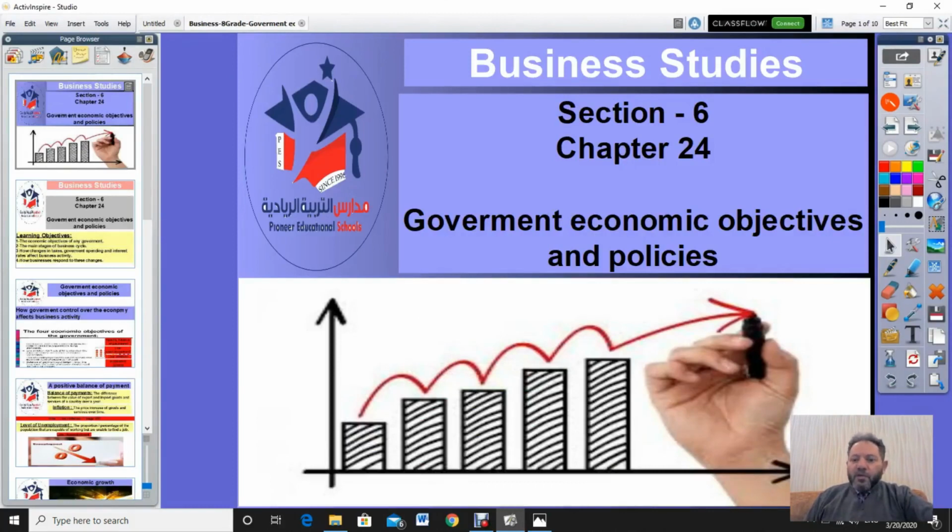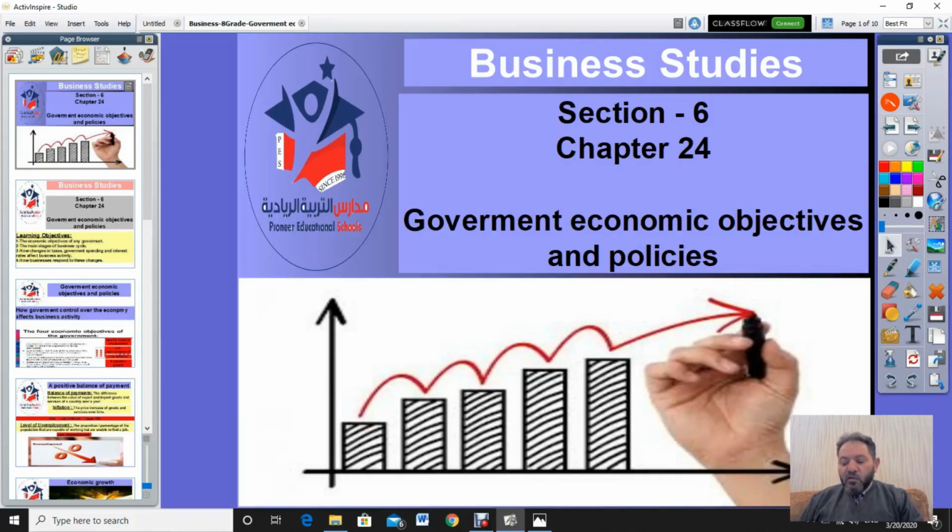We here are talking about the government economic objectives and policies. But before we start, let's have a small introduction about the topics that talk about the government and economic objectives. All governments have economic objectives. They try to achieve their objectives by introducing or changing policies. These policies affect government spending and interest rates, as well as taxation in the countries, which in turn affects business.